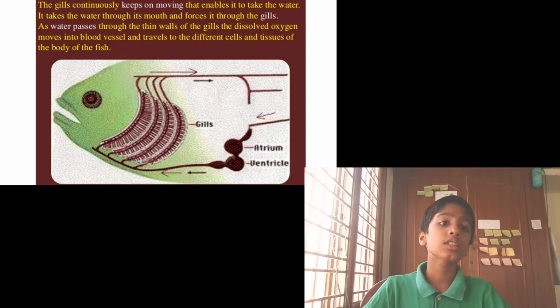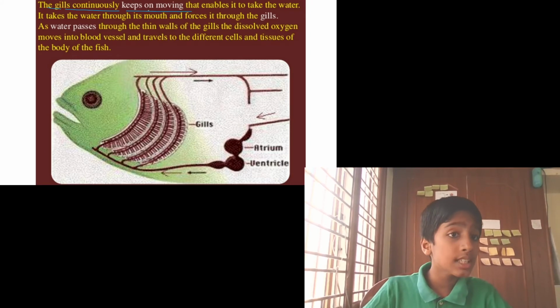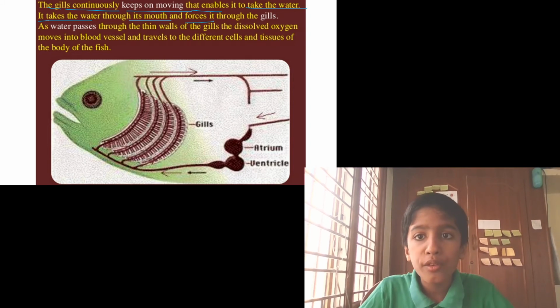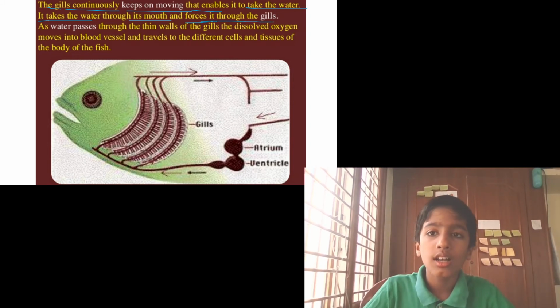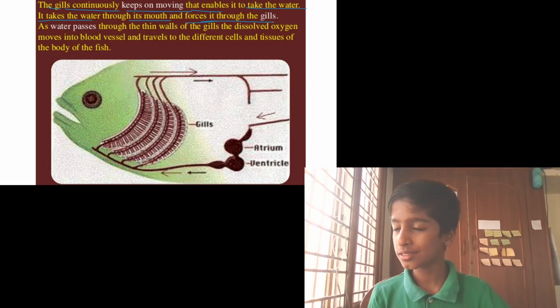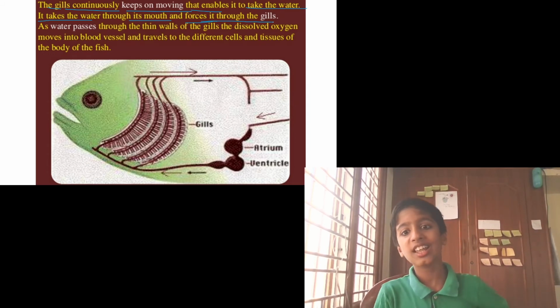Let's move on. So the gills continuously keep on moving, which enables the fish to take in water. The fish takes the water through its mouth and forces it through the gills. We can think of the gills as filtering the dissolved oxygen in the water and taking it.